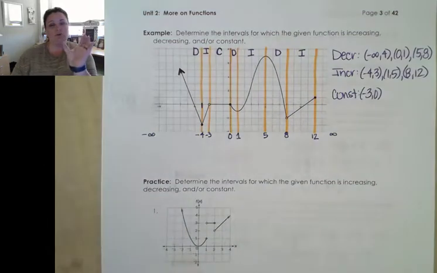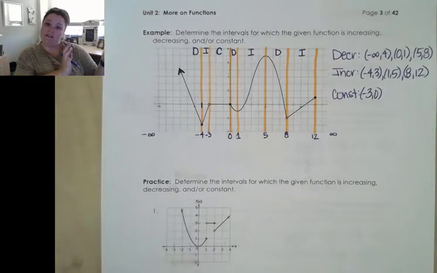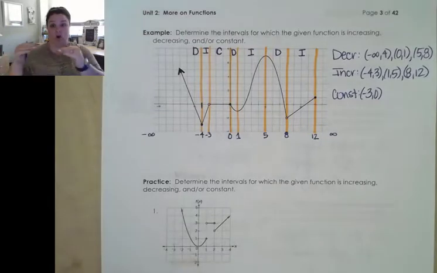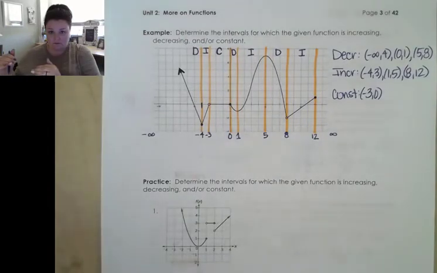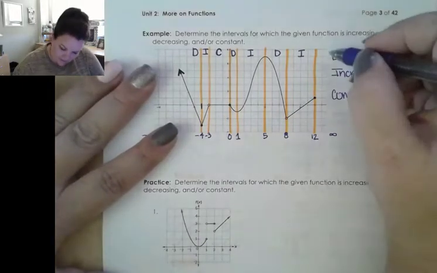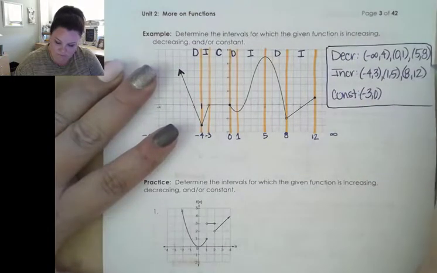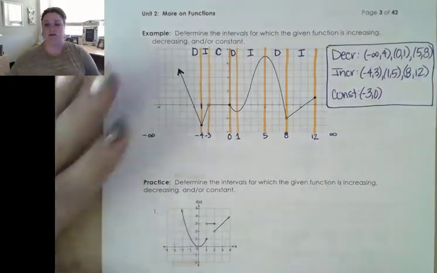When you use a union symbol in between your intervals, it means it could be this interval or it could be this one, right? And this is not an either or. It is decreasing for all of these. It is increasing for all of these. It is constant for all of these. So we just use a parenthesis to show it's true for all. Okay, so this would be my solution, listing the intervals where it's increasing, decreasing, and constant.